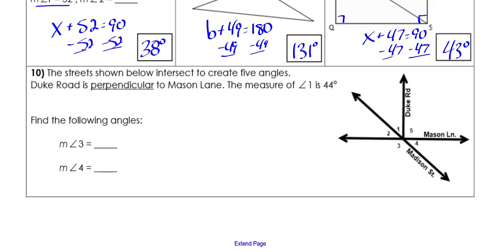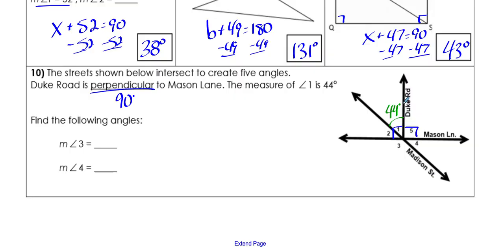Last one together. The streets shown intersect to create these 5 angles. Duke Road is perpendicular to Mason Lane. Perpendicular means they are meeting at a 90-degree angle. So this is a right angle. This is also a right angle. They're hitting each other at a perfect corner of 90 degrees. Angle 1 is 44 degrees.